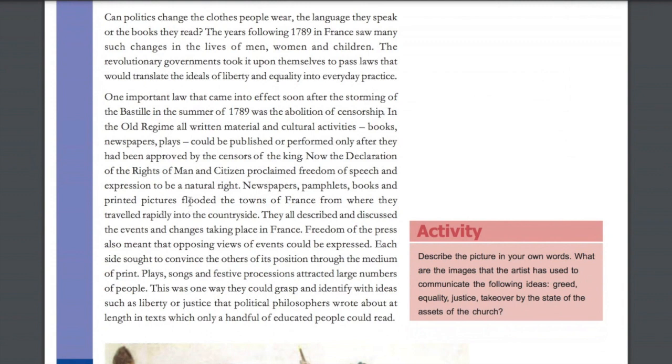Now, the Declaration of the Rights of Man and Citizen proclaimed freedom of speech and expression to be a natural right. Newspapers, pamphlets, books, and printed pictures flooded the towns of France, from where they traveled rapidly into the countryside.